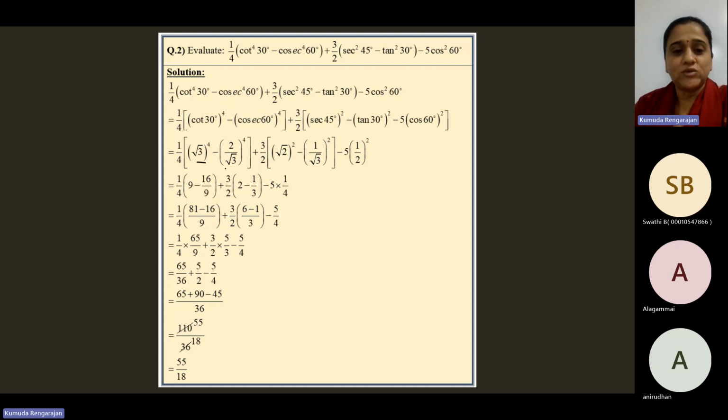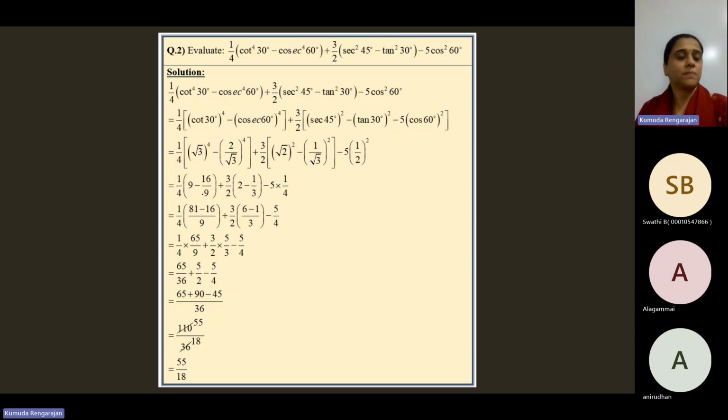So just put the values like this from the table. Power 4. Here this one is root 2, power 2. So that's a substitution. After this, you should be very careful in evaluating. Root 3 to the power 4: root 3 into root 3 into root 3 into root 3. Root 3 into root 3 is 3. 3 3s are 9. 2 to the power 4 is 16. Correct? And root 3 to the power 4 is 9. So in this bracket, you should get 9 minus 16 by 9.